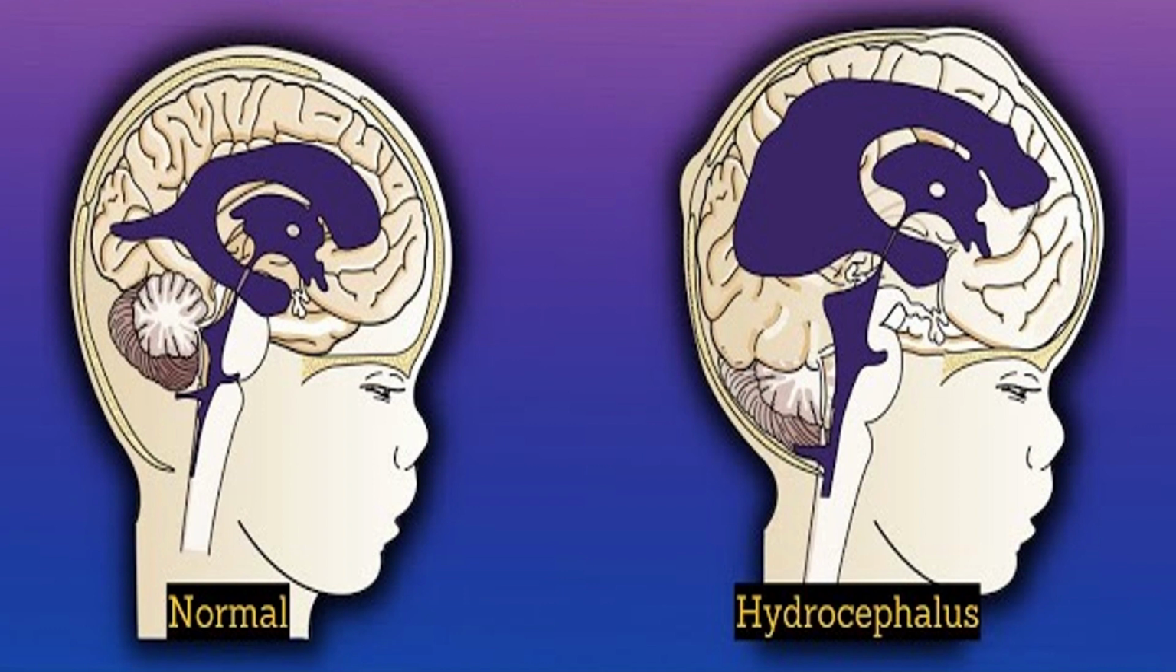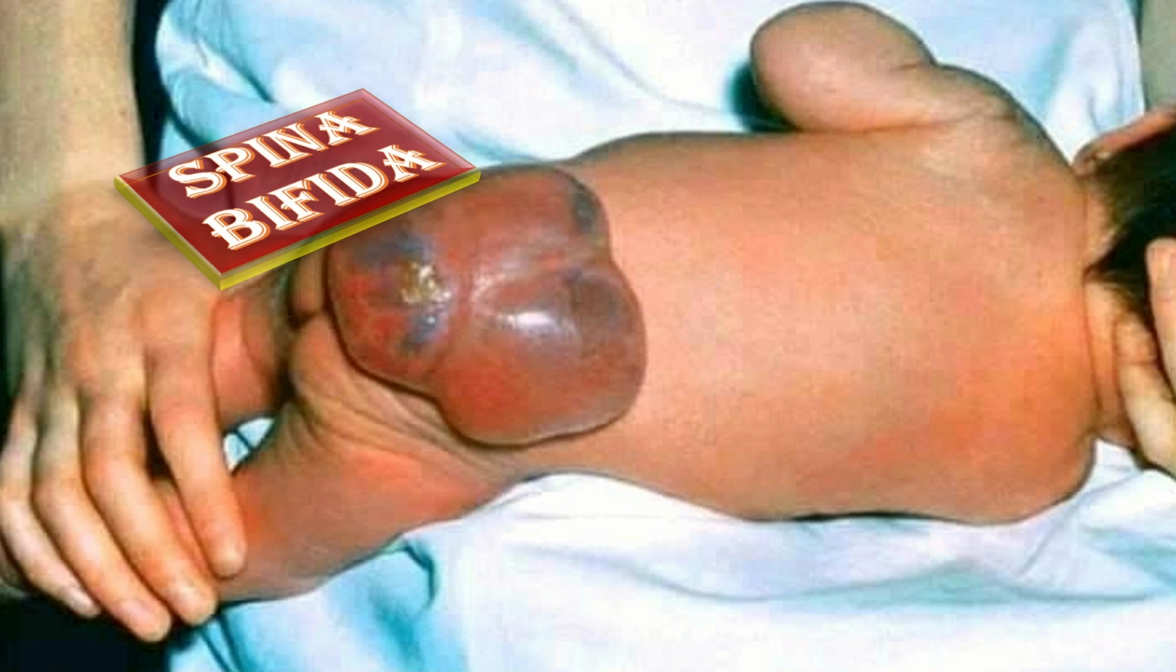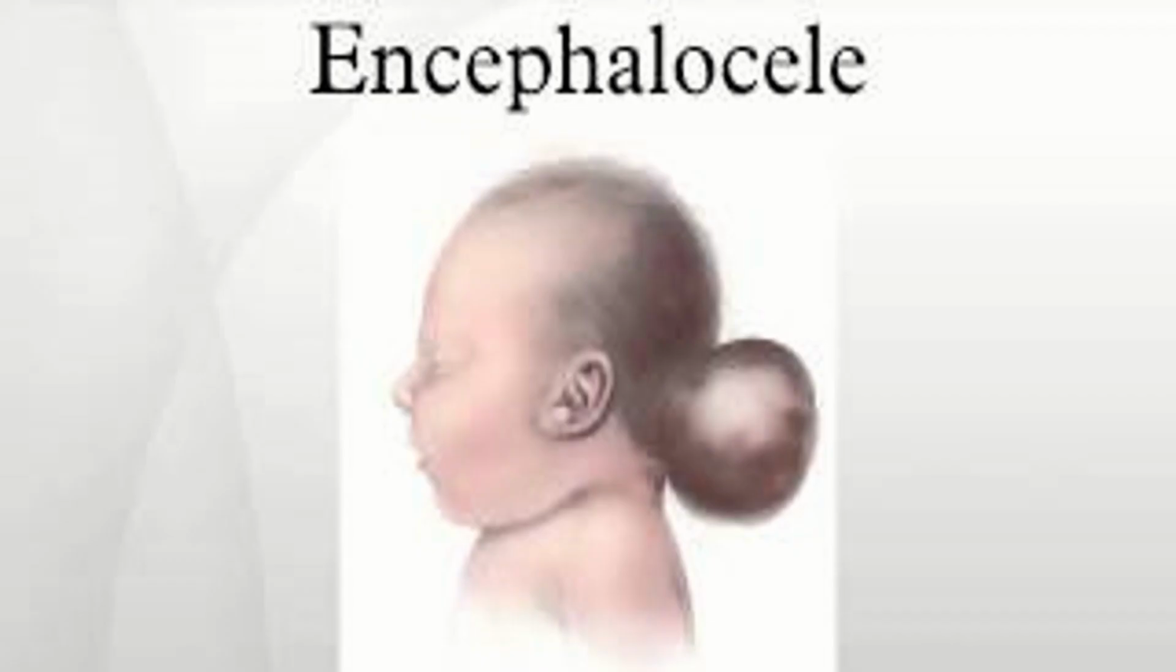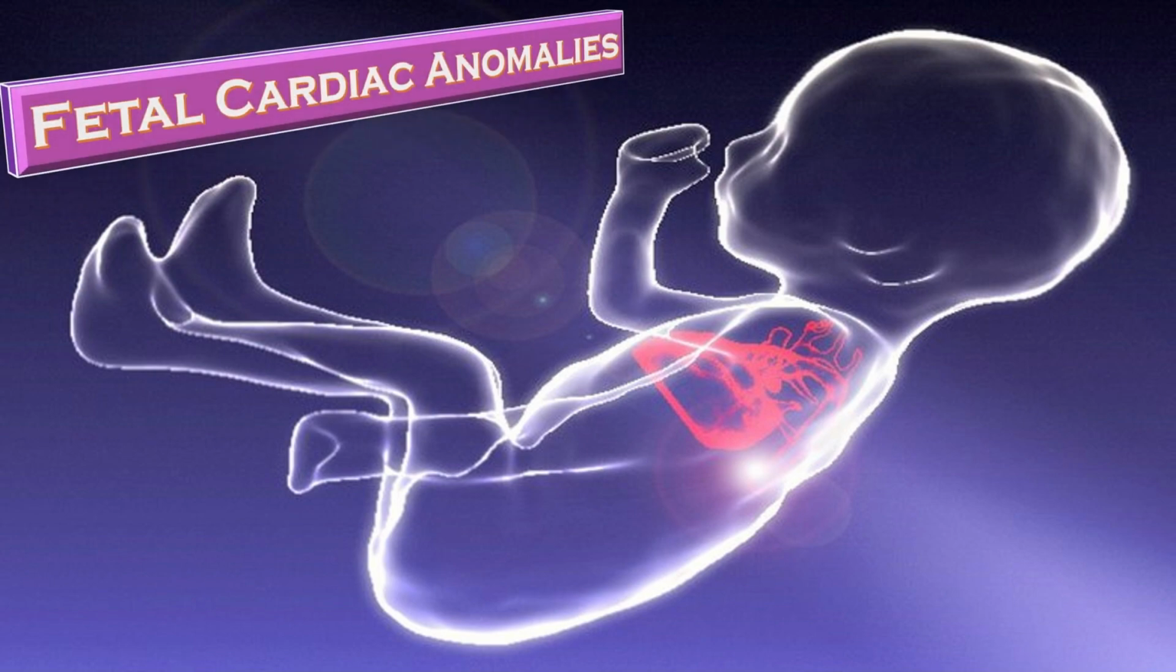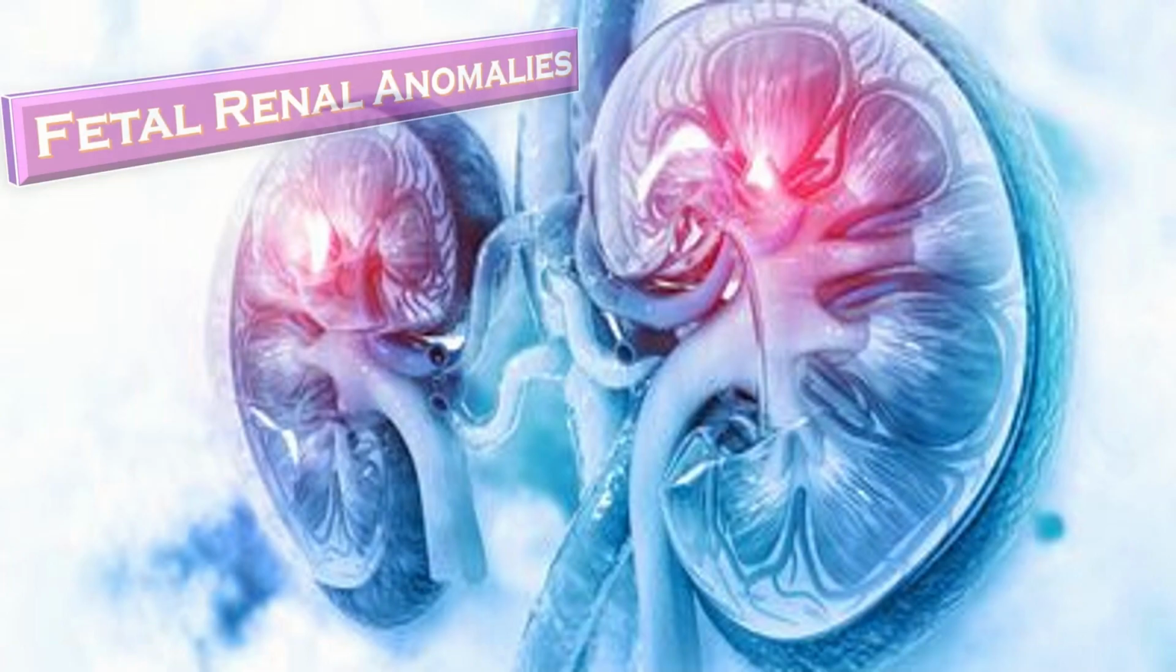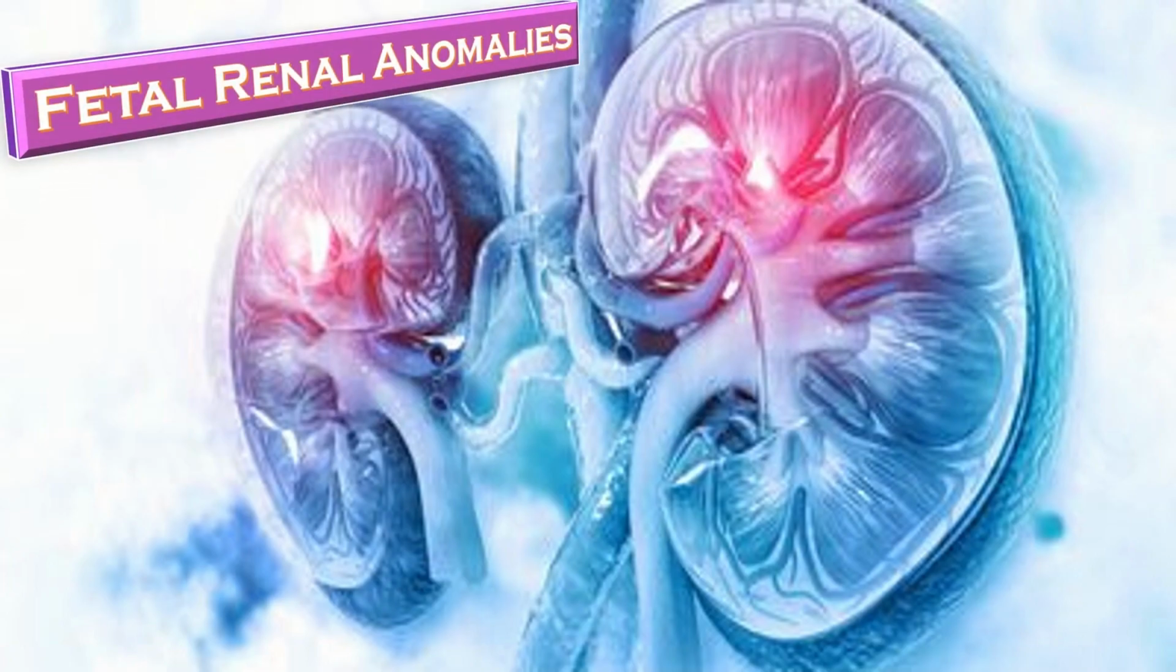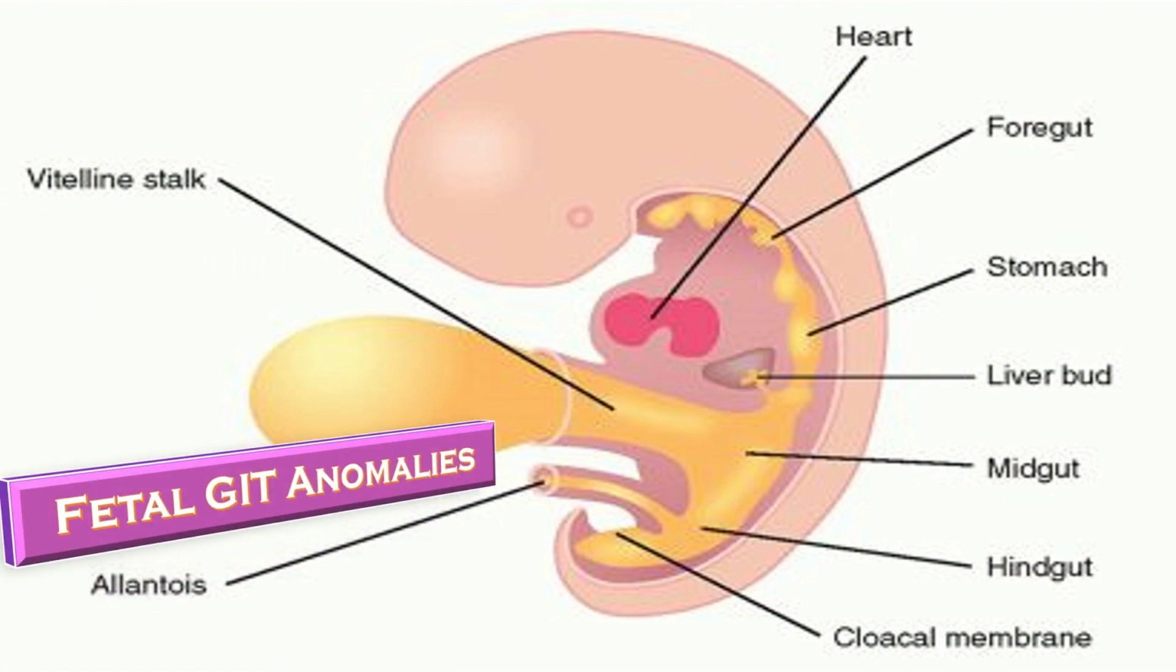Here the hydrocephalic baby is compared to the normal one. Here we have a picture of spina bifida. This is encephalocele. Here we can see the fetal cardiac anomalies. The fetal renal anomalies can be seen here. Here we can clearly see the fetal GIT anomalies.